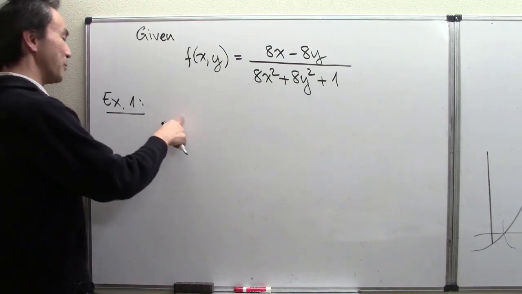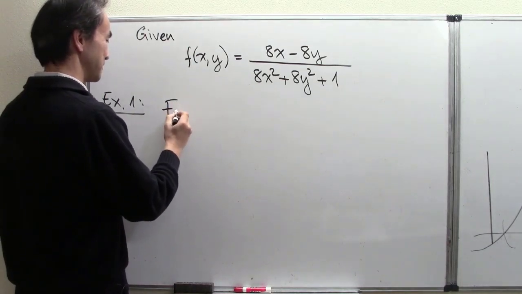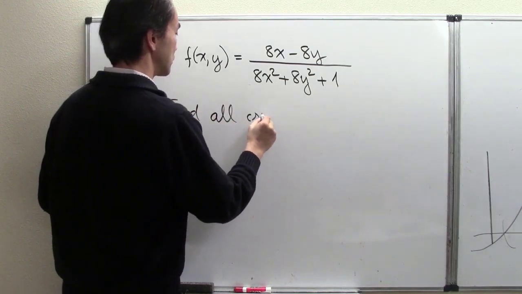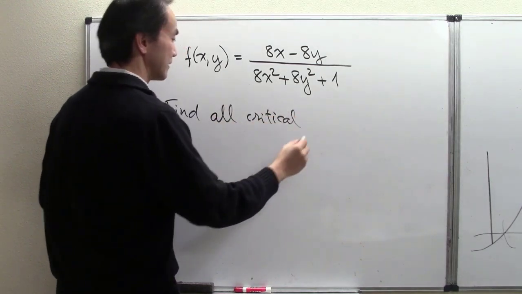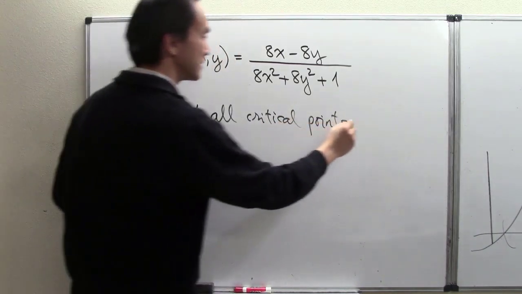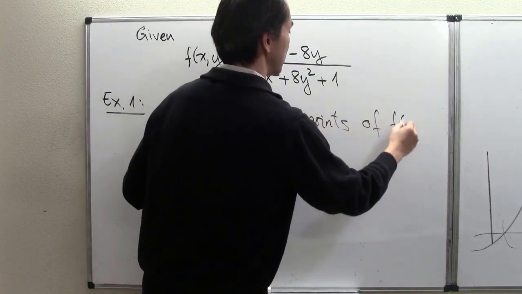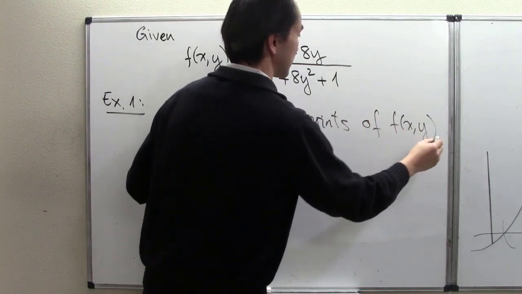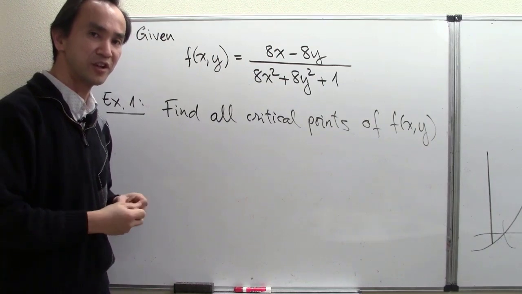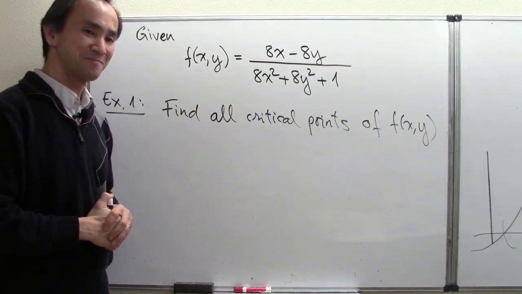So for example number 1, let's find all critical points of the given function f of x comma y. We need to find all critical points of the function f of x comma y.